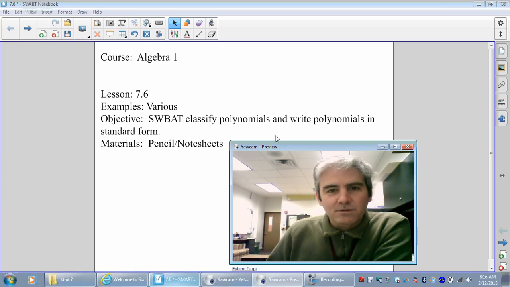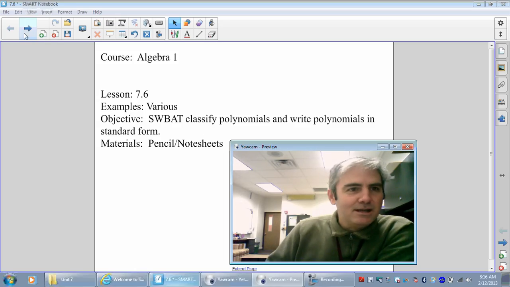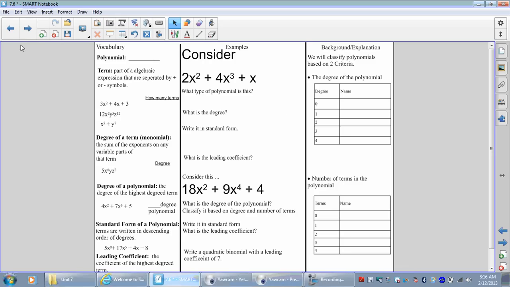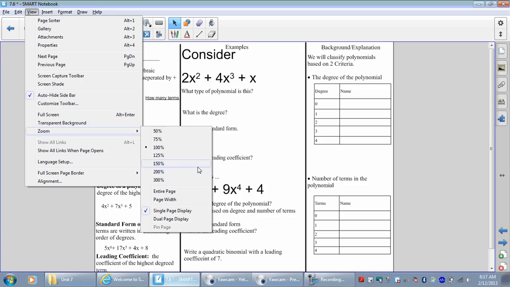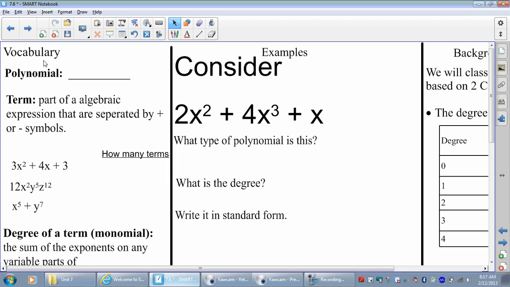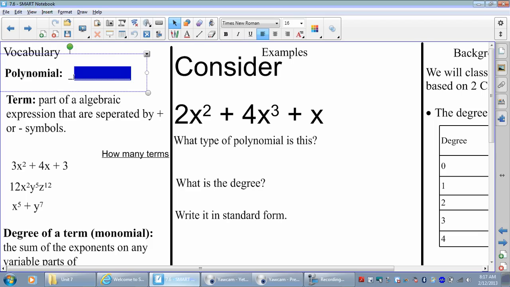So hopefully you've gotten the objective down, and now if you go on to the next page, here we go. I want us to start off over here, let me make it a little bigger, in the vocabulary section. So what does polynomial mean? Well, if we break it down to its two roots, poly meaning many and nomial meaning number, but really meaning terms. So many terms.